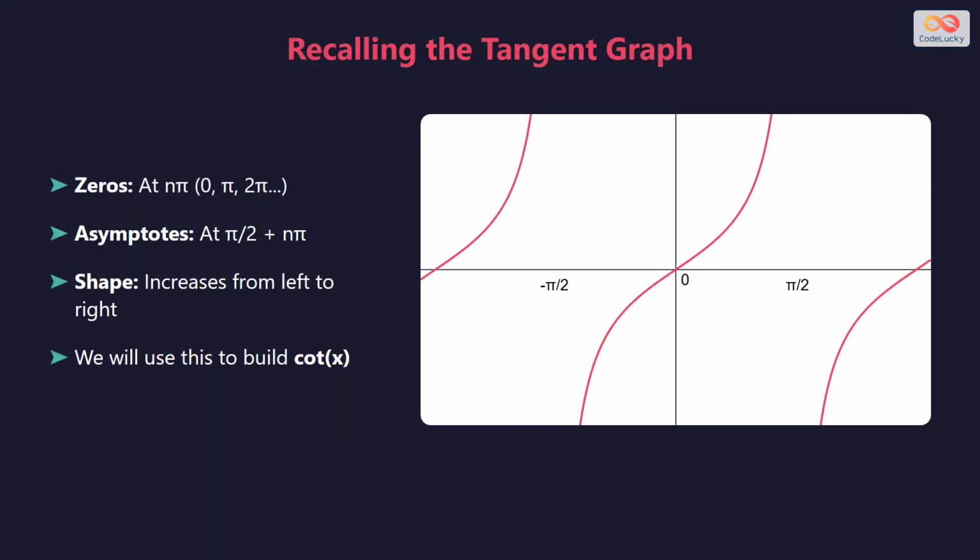Before we graph cotangent, let's briefly recall the tangent graph. Notice how tangent starts at 0, increases, and heads up towards infinity. It has zeros at multiples of pi, like 0 and pi. It has vertical asymptotes at half-pi intervals, like pi over 2. Keep this shape in mind because we are going to essentially flip these values.